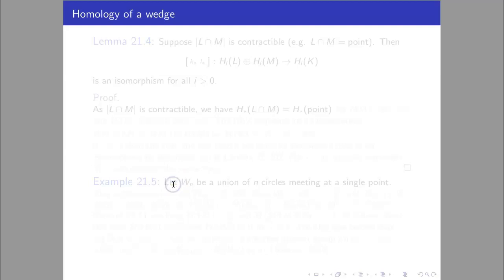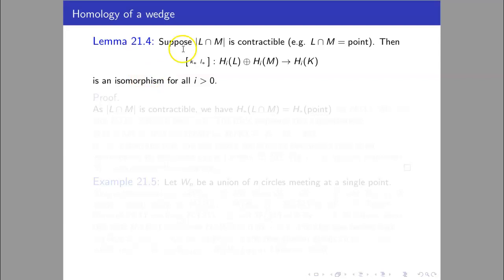And now we're going to go through some examples of calculations with the Mayer-Vietoris sequence. The first one is going to be the homology of wedges. Okay, so we firstly have this lemma here. Suppose that the realization of L intersect M is contractible, which in particular could happen if L intersect M is just a single point.